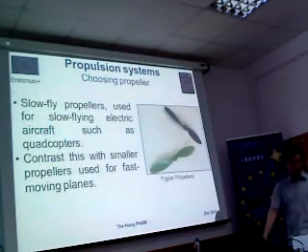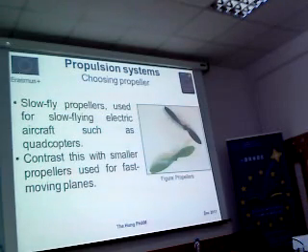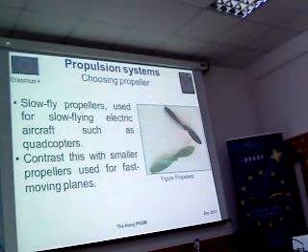And there is one thing you have to pay attention to: for the rotors, it is usual to use the same color for the diagonal propellers, because they will rotate in the same direction. Usually they will use this pair in the same color, and this pair in the same color.